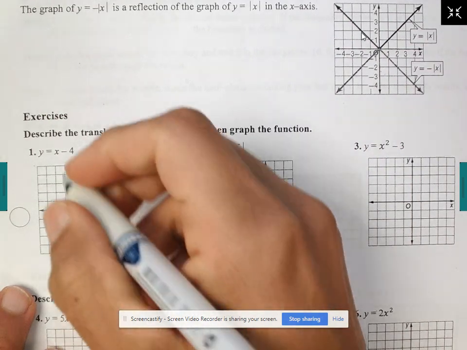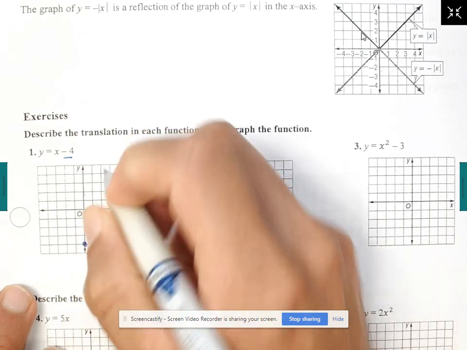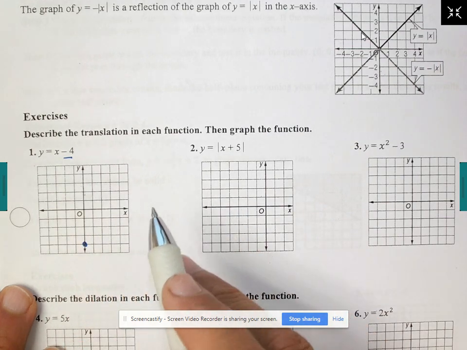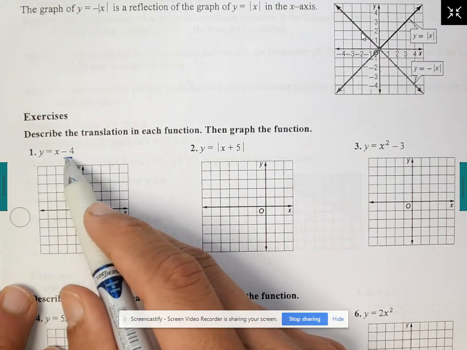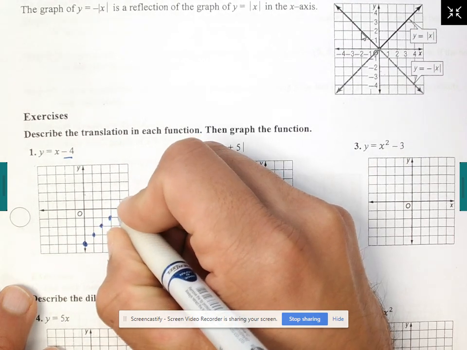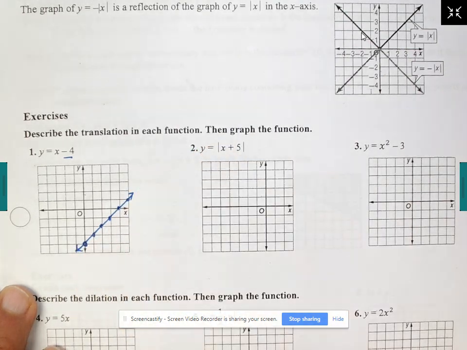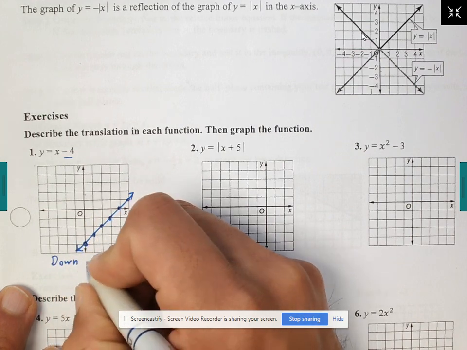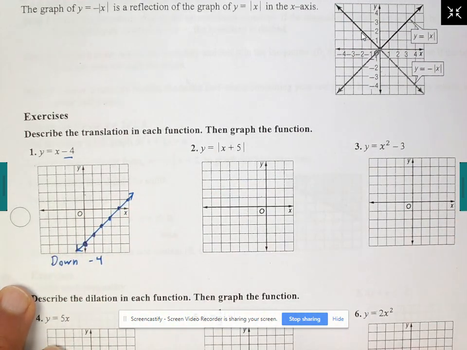So if you remember from last time, that means down four. So 1, 2, 3, 4. And this is going to have the key points that are -2, -2, -1, -1, 0, 0, 1, 1, 2, 2. However, if you remember this from Algebra 1, that's your y-intercept, and your slope is going to be 1. So this is going to look like this. And to describe the translation, we're just going to write down 4. It is a linear. I'm not going to write it, I'm just going to leave it like that.